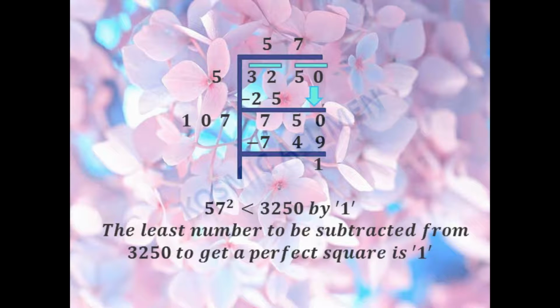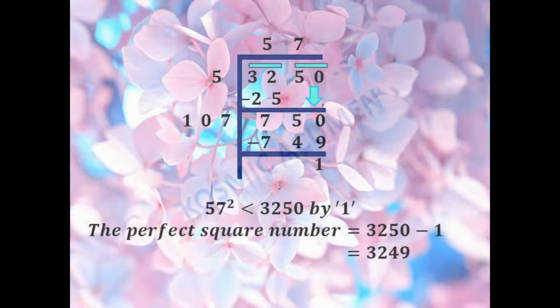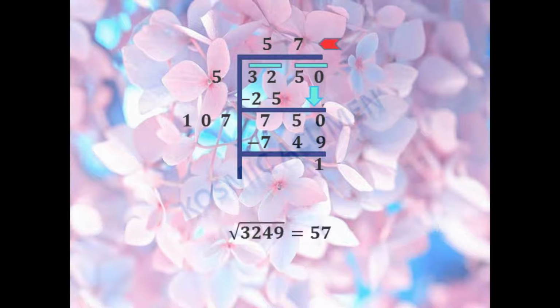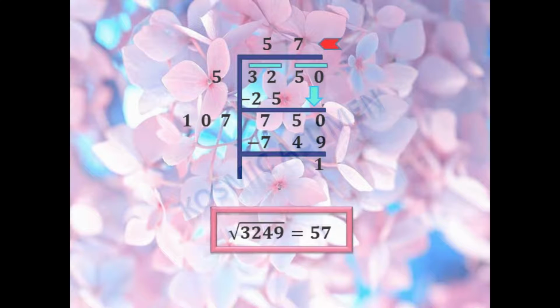And I know that 57 square will be less than the given number by 1. And if I subtract this 1 from this given number, I will simply get a perfect square number. Alright, so the perfect square number will be 3250 minus 1, that will be 3249. And the square root of this number is 57.